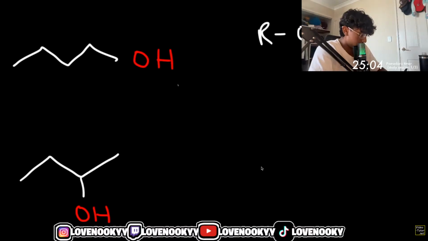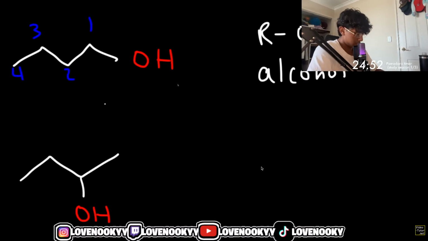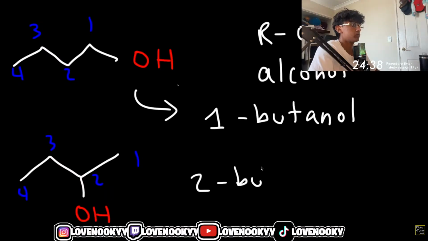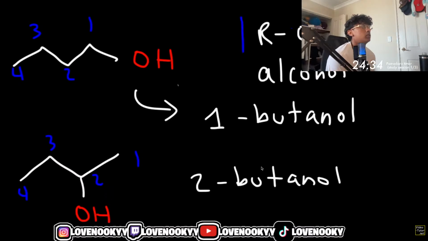So if you see an OH group attached to it, that's primary. This is known as an alcohol. That's secondary. So for this example, we have 4 carbons and the OH group is on carbon 1, so this is called 1-butanol. For the second example, the OH group is on carbon 2, so that's going to be called 2-butanol. So if you see an OH group attached to a hydrocarbon chain, it's an alkyl.